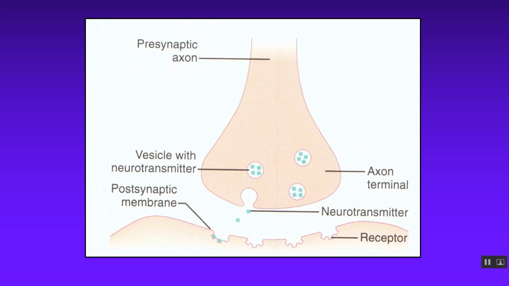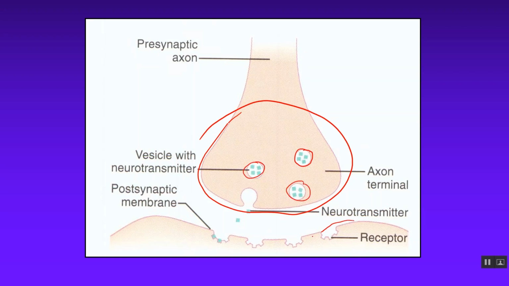So here's our terminal bouton, presynaptic terminal, axon terminal, right there, that little bulbous area at the tip of the axon, or a branch of the axon, okay? And you have our little vesicles within that are containing the neurotransmitter, and here's our postsynaptic membrane and postsynaptic terminal with some specialized receptor sites.